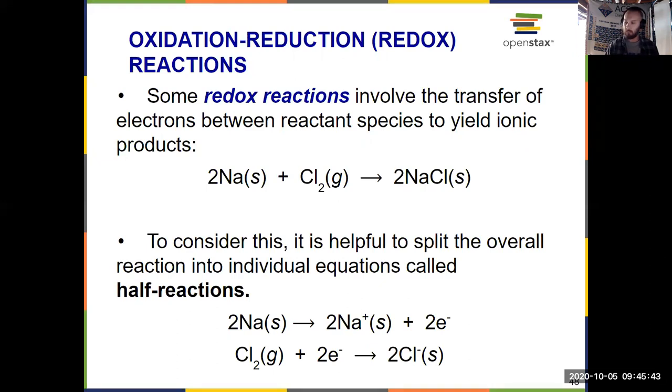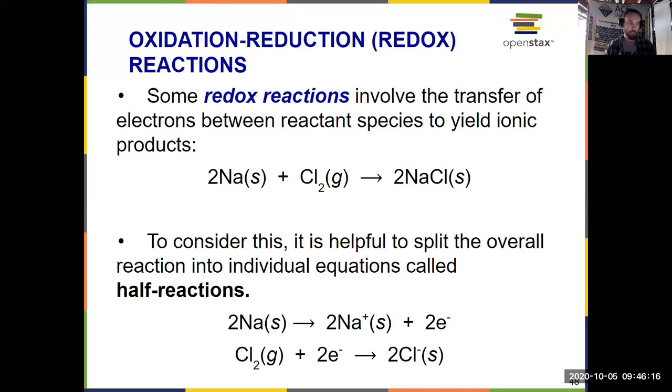But before we can get to balancing by the half reaction method, we first have to talk about what exactly a redox reaction is. And redox is shorthand for oxidation reduction. And that's a reaction where our reactants are transferring electrons around to make new products. And in this first basic example, right, we see electrons being transferred between the reactant species to yield an ionic product, right? But they can be molecular as well, as we'll see in just a minute.